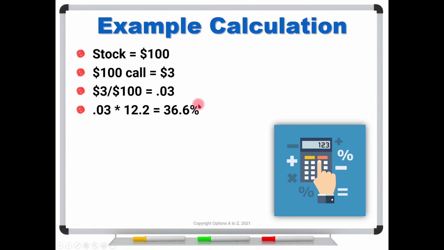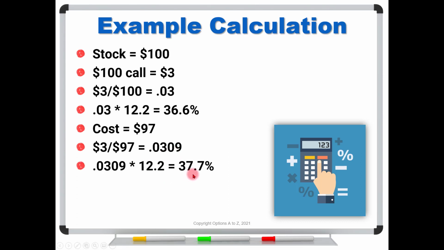Now in my video, I approached it a little bit differently, and both of them are perfectly acceptable, but I said that your cost would actually be 97. Because if you bought the stock for 100 and sold the call for 3, you really have $97 into it. So if you earn 3 divided by 97, that's just a touch bigger, 3.09%. We annualize it, comes up to 37.7. But you can see it's not going to make a big difference. 36.6 versus 37.7. But as long as you remain consistent in your calculations, you'll at least have some benchmarks for what this particular strike and expiration is doing for you.